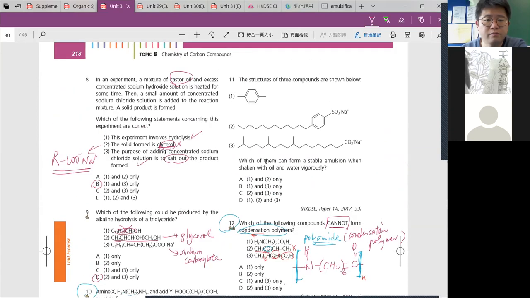How about 11? The structures of 3 compounds are shown below. Which of them can form a stable emulsion when shaken with oil and water vigorously? Stable emulsion. C? Chen Junhei just said C. Is it correct? C? Yes. Why?